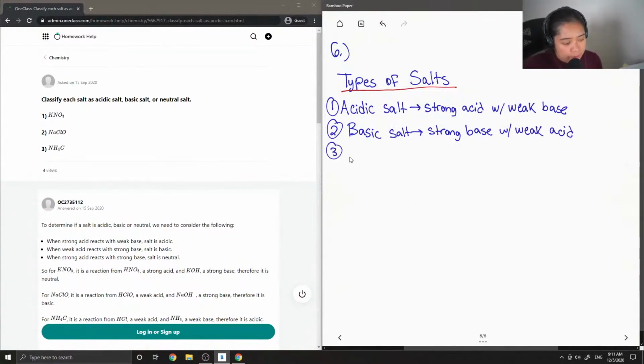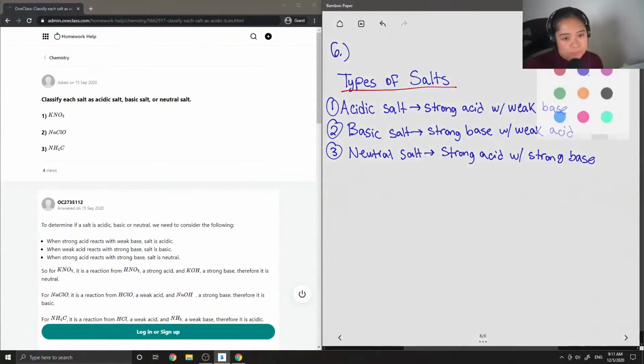And lastly, we could have a neutral salt. And this is when a strong acid reacts with a strong base. Okay, so let's look at all our different salts that they give us.